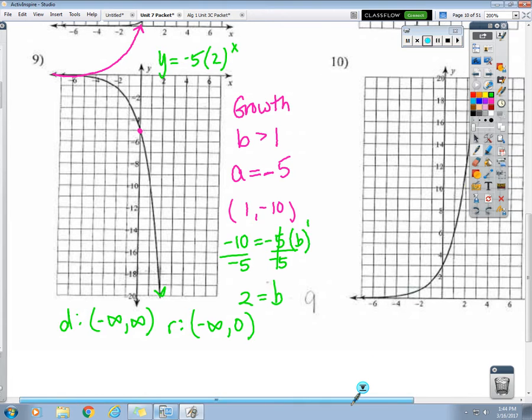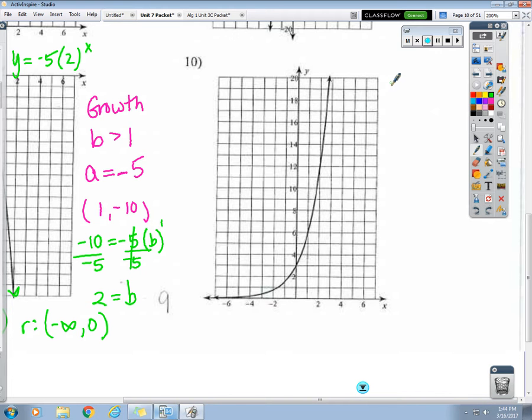10. Are we dealing with a growth or a decay? A growth, which goes ahead and tells you what about your b value? It's going to be greater than 1. And it's a good thing to have that kind of information in your head, because if this is a test and you're dealing with multiple choices, and you see some choices that have b values that are not greater than 1, you already know to mark them off. Okay, your b value has to be greater than 1 when you're looking at a graph that increases.